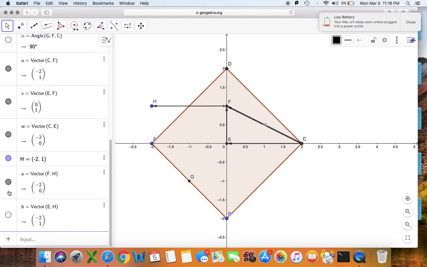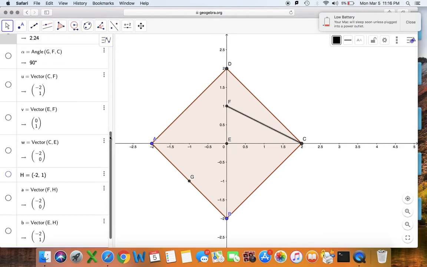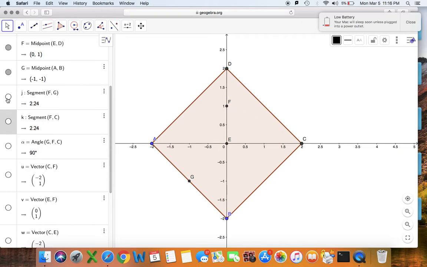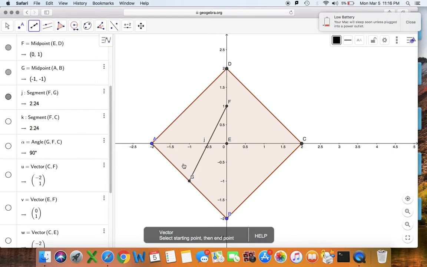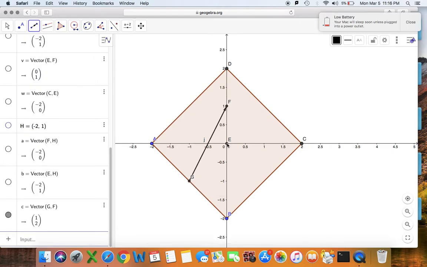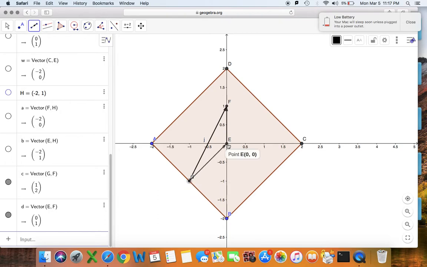And similarly, for the other vector that we need, let's scroll back up here. This j vector, we are interested in the vector from G to F. We are going to, once again, go back up E to F, and we are going to use this vector from G to E.